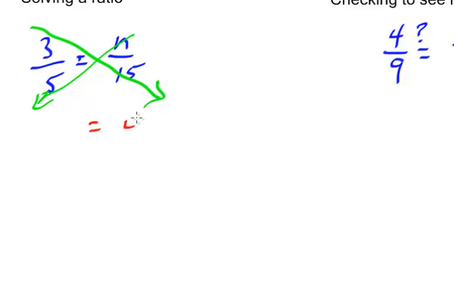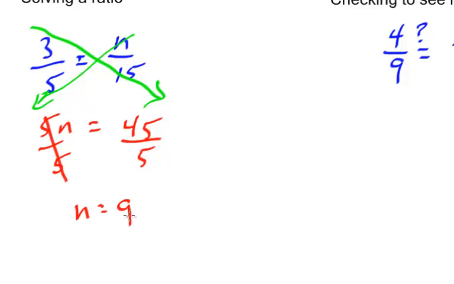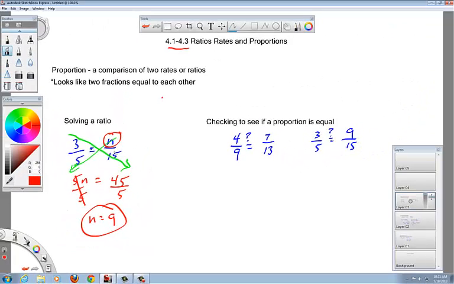Then we go 3 times 15 is 45. 5 times n would be 5n. And we divide by the number that's next to the variable. And that thing is called a coefficient. That cancels right there. That whole thing just cancels, and you have n equals 9. And sometimes the variable n could be in any of these four positions here. It could be here, here, here, or here. But the technique is the same.